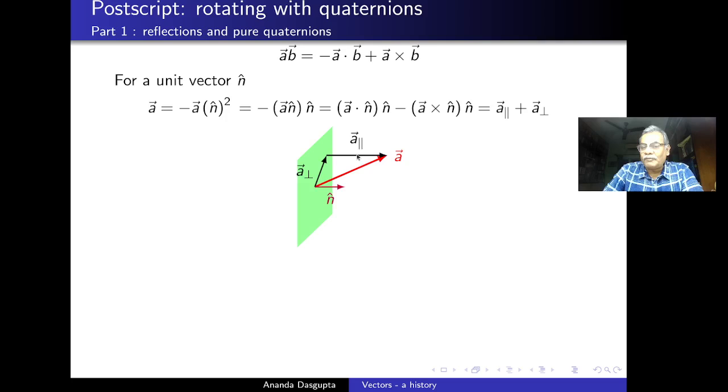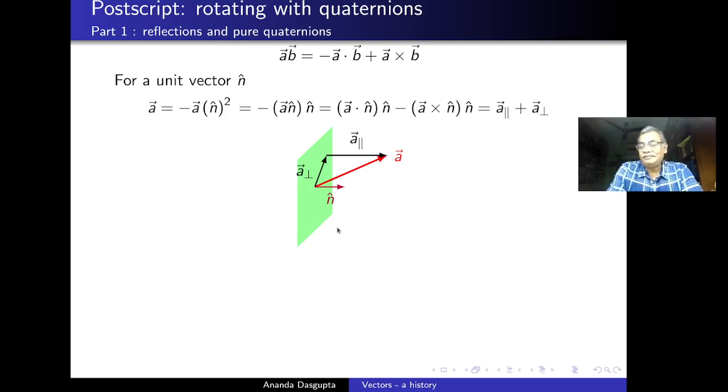The component parallel to n hat is this A parallel here, and the rest is the A perpendicular. So A parallel is, of course, this term. The rest has to be A perpendicular. Now, what would happen if we were to reflect this vector A in this plane?